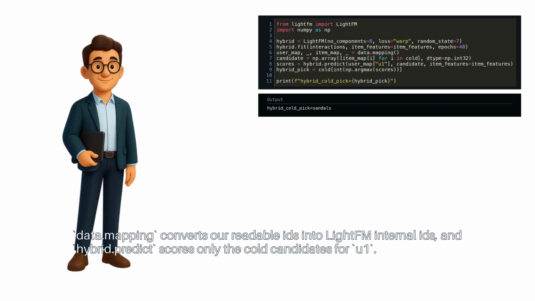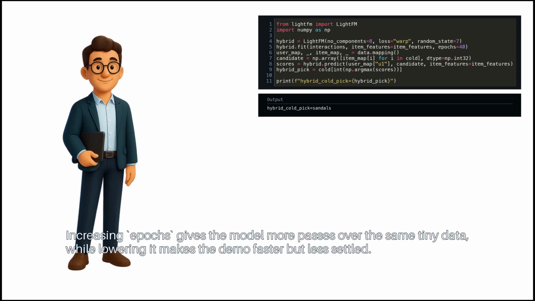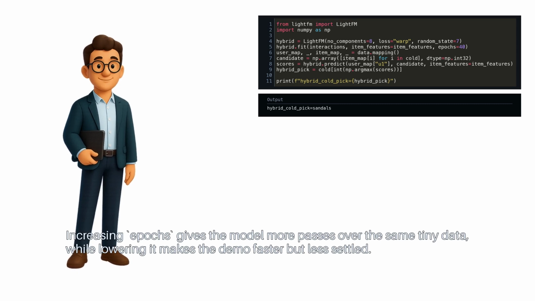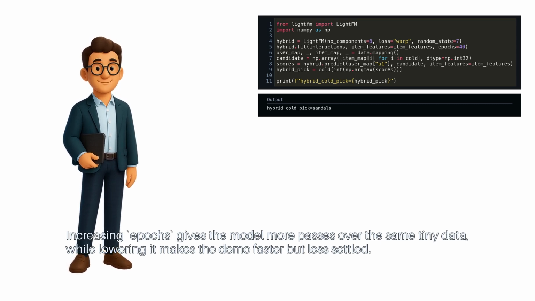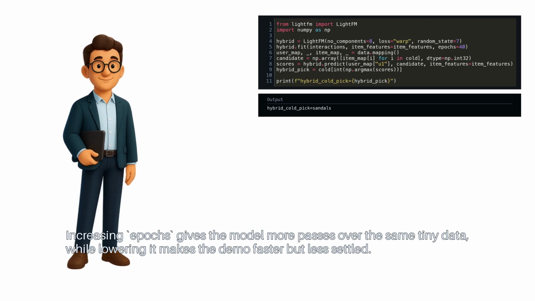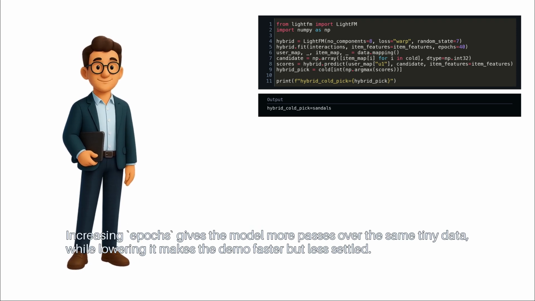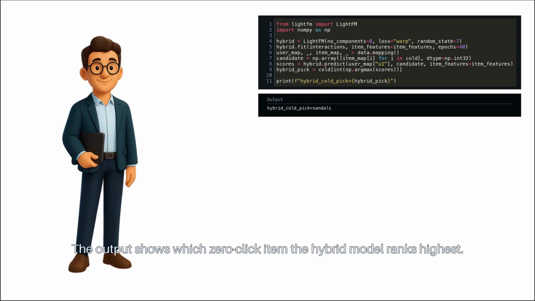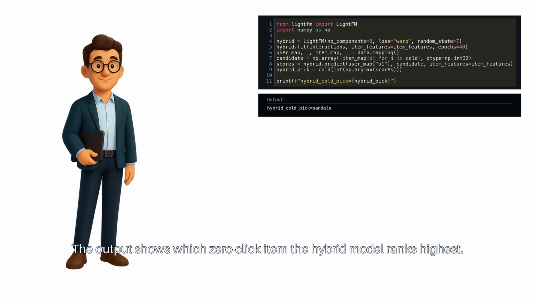Data.mapping converts our readable IDs into LightFM internal IDs. And hybrid.predict scores only the cold candidates for U1. Increasing epochs gives the model more passes over the same tiny data, while lowering it makes the demo faster but less settled. The output shows which zero-click item the hybrid model ranks highest.